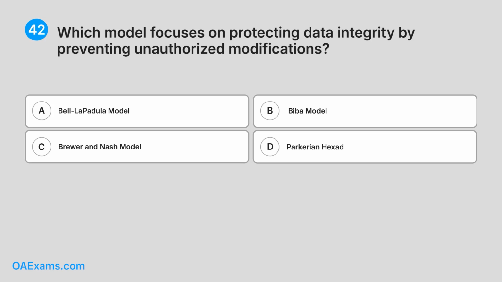42. Which model focuses on protecting data integrity by preventing unauthorized modifications? A. Bell-LaPadula model, B. Biba model, C. Brewer and Nash model, D. Parkerian hexad. Can you guess the answer?